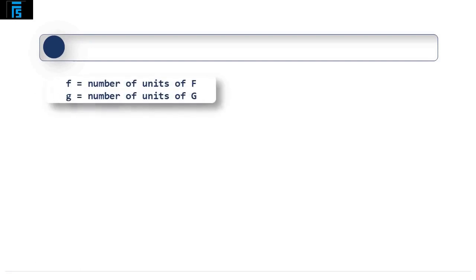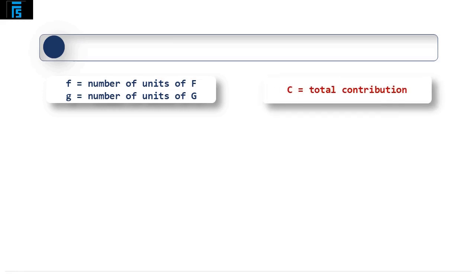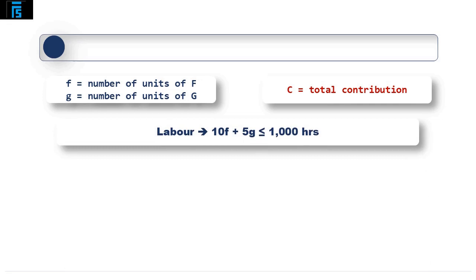So step 1 is to define our variables. Let us say that F is the number of units of product franc and G is the number of units of product greeter. We will also use C to represent total contribution. Based on this data, we can start to put together some formulae to stipulate the various constraints. So with regards to labour hours, we know that each franc takes 10 hours and each greeter takes 5 hours, and that we have a maximum of 1,000 hours available. This generates the formula 10F + 5G needs to be less than or equal to 1,000 hours.